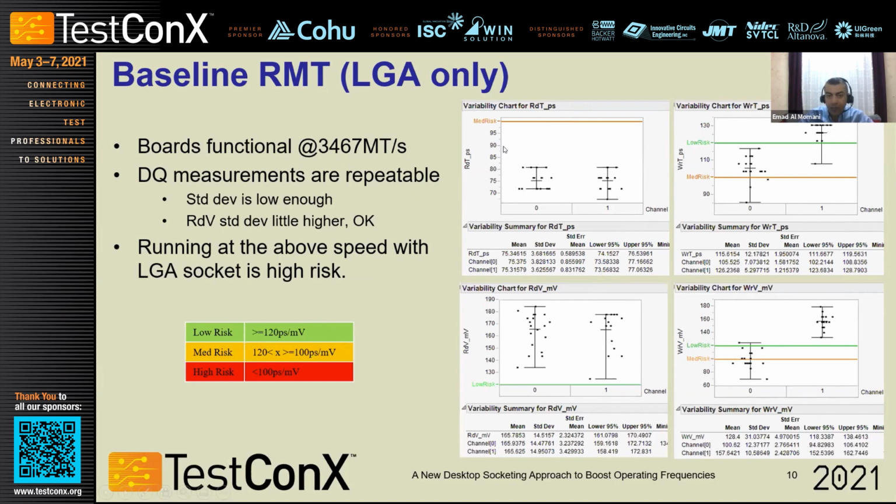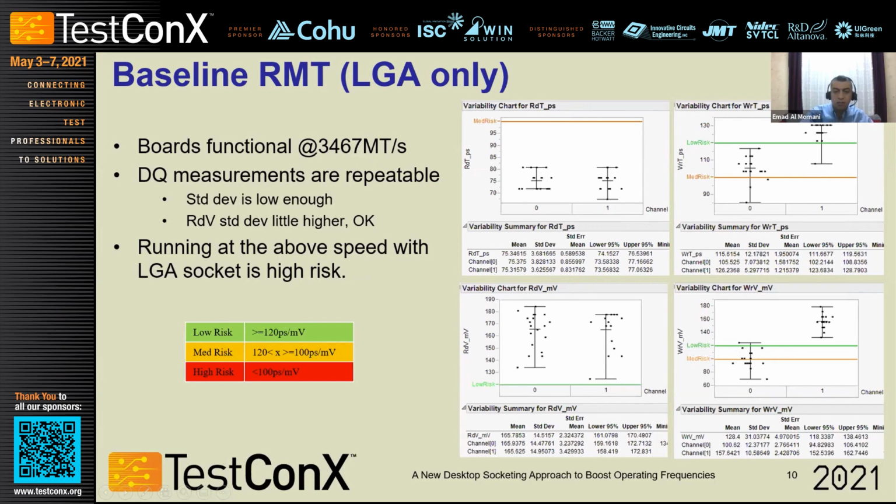As you can see, we are in the high risk region. For example, for this one here, the read, we are in the high risk. At the right, also in the timing, we are in the medium to high risk region as well. When it comes to the millivolt voltage, things are a little bit better here. Again, still seeing things dropping to the high risk region. So running the original platform with the original socket at this speed is not a good thing. We should expect some issues doing that.